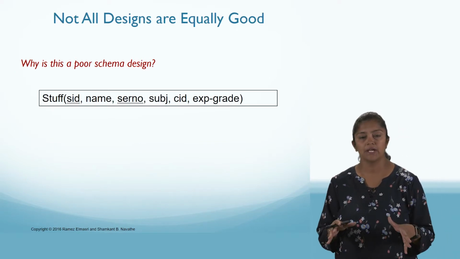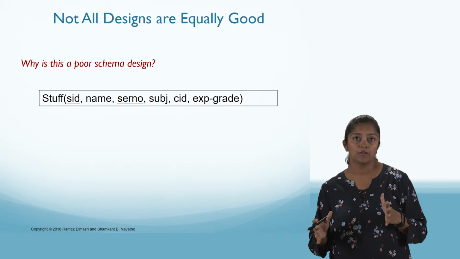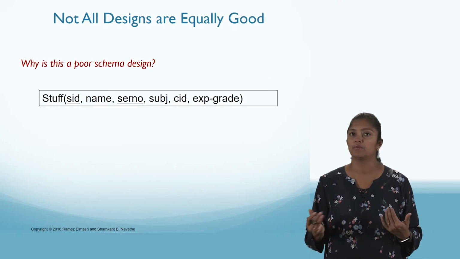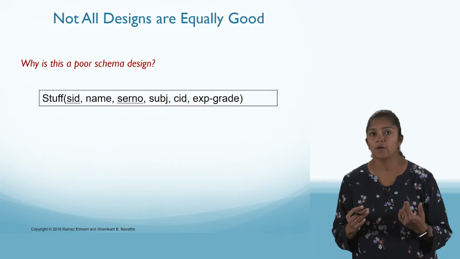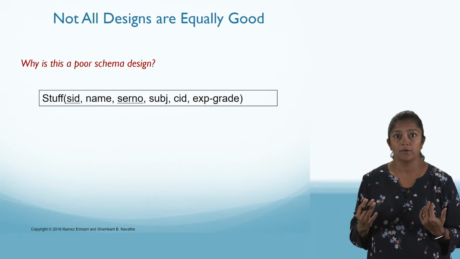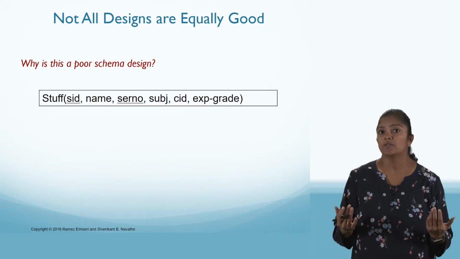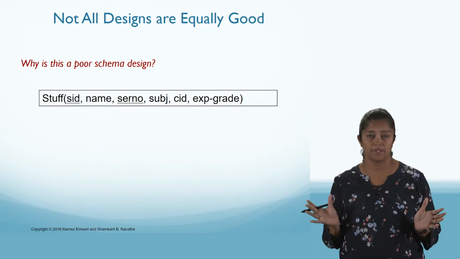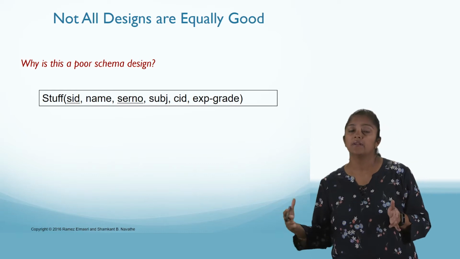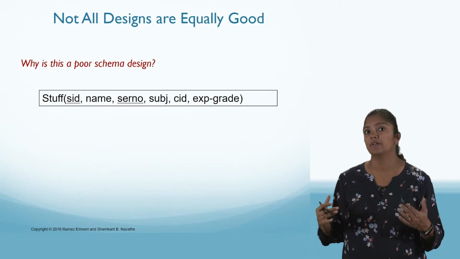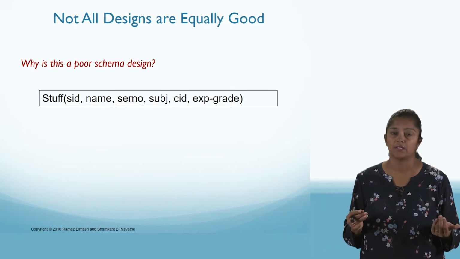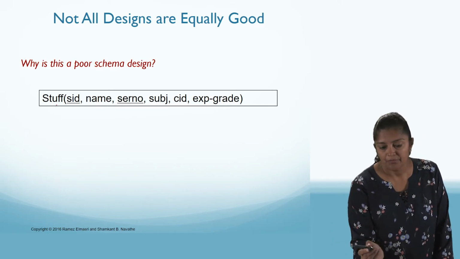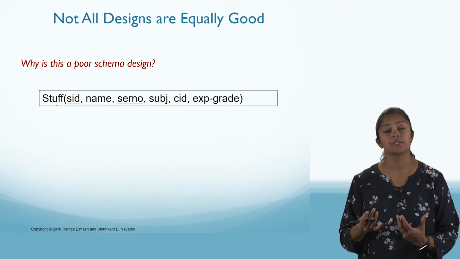Now we'll look at some designs that are not good and how they can be refined to make them a good design. Not all designs are equally good, and we need to understand that. Also, when we come up with the ER diagrams, there are different possible designs. So when the relational schema is generated, we really need to analyze and make sure that it is a good design. Here in this example, we see information about students and courses.